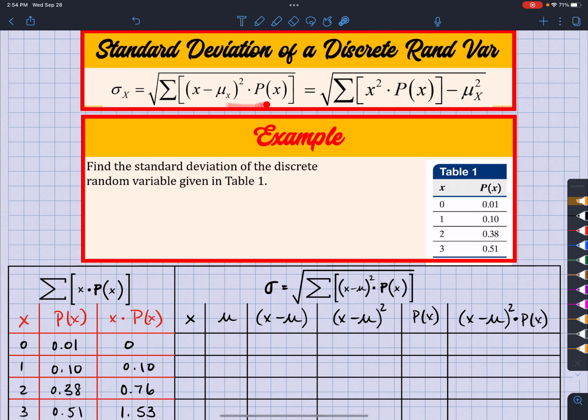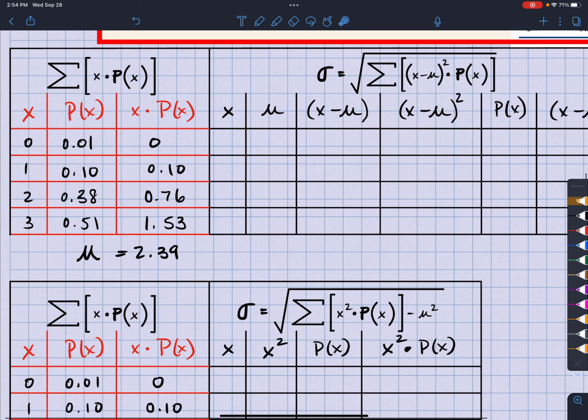Okay, so here what I'm going to do is, just because I don't want to really force my eyes to go in different directions, I'm going to go ahead and just put them side by side so it's easier to subtract or whatever, right? So this one is just the x values, which is the 0, the 1, the 2, and the 3. The mu we found, and that's going to be the same answer every single time, 2.39.